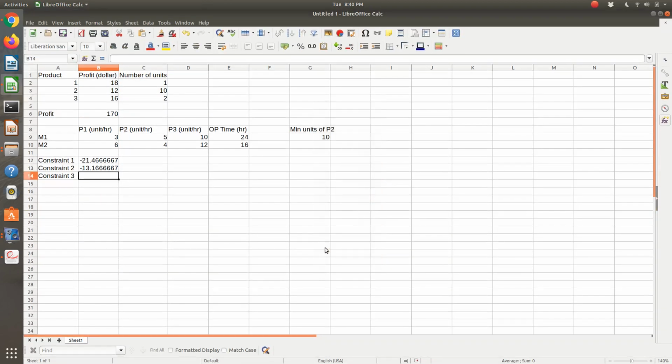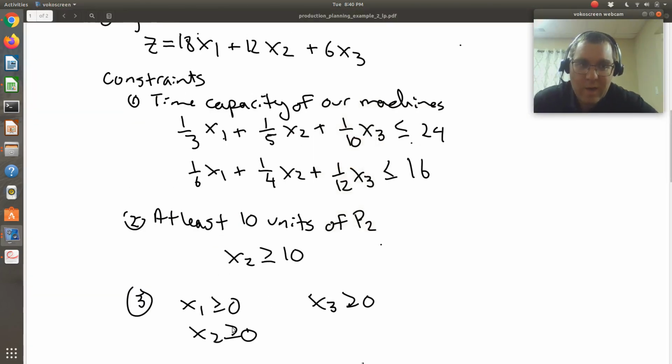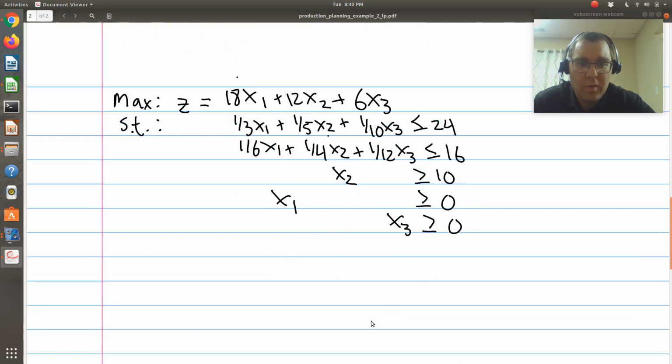I'm going to do 10 minus x2, so I keep it in that negative form, but again, it's totally a preference up to you. And the last set of constraints is just the non-negativity constraint, and I'll show you. We can enter that as a checkbox, or we could rigorously define it. It is totally up to you. So that gets us everything.